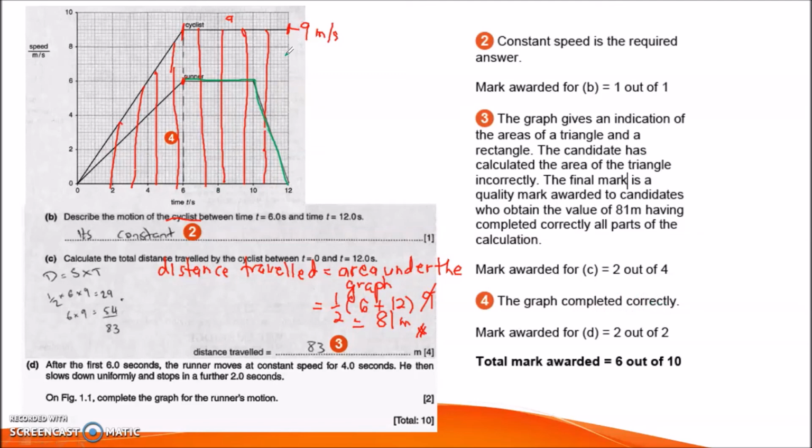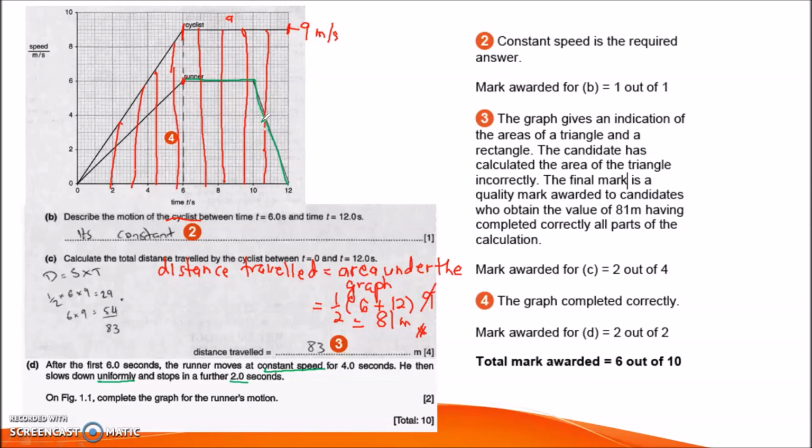Because after 6 seconds, the runner moves at constant speed. Constant speed means that it is horizontal, your speed didn't change, for 4 seconds, from 6 seconds up until 10 seconds. He then slows down uniformly. Uniformly means that the motion of this runner decreases uniformly, from 6 meter per second until 0, and stops in a further 2 seconds. That means from 10 to 12 it is a straight line, because deceleration is constant here.